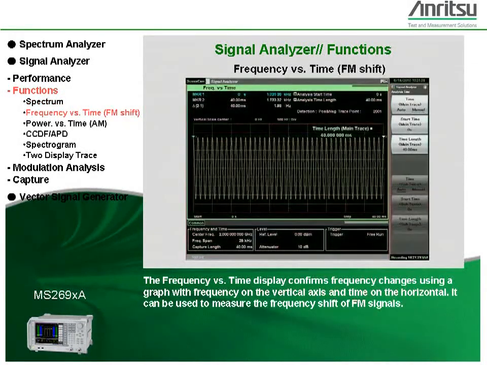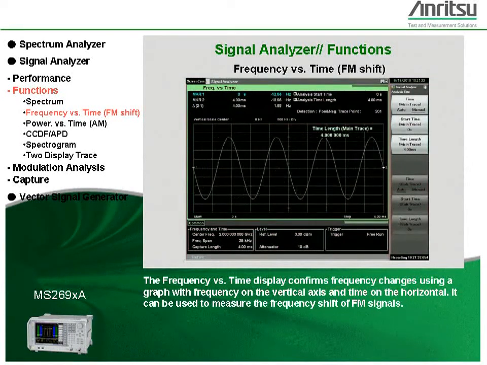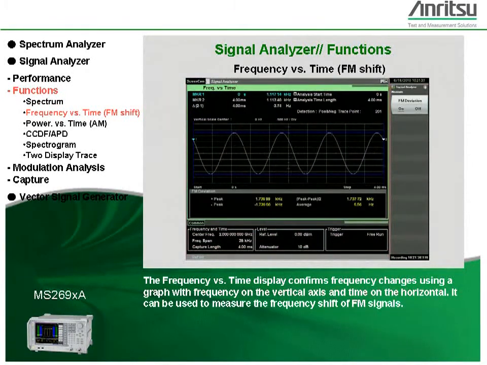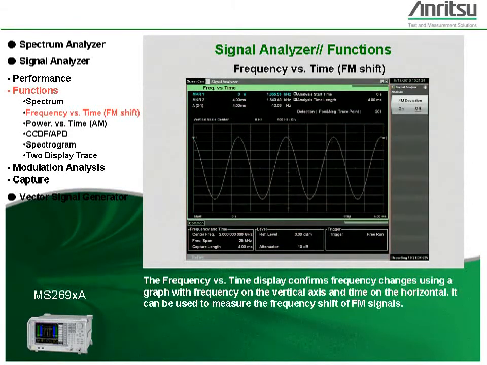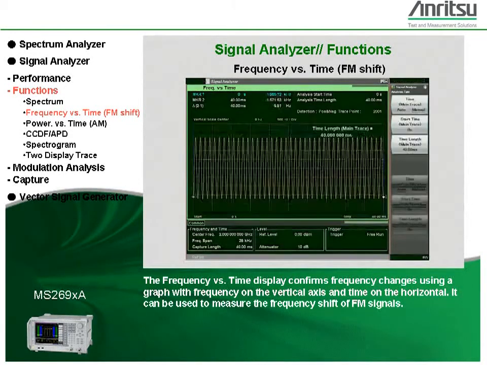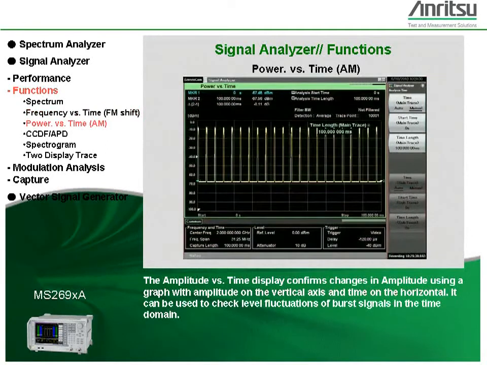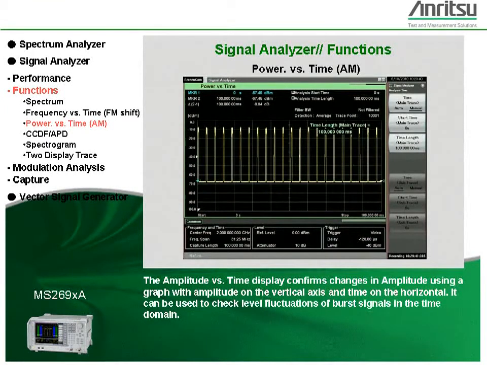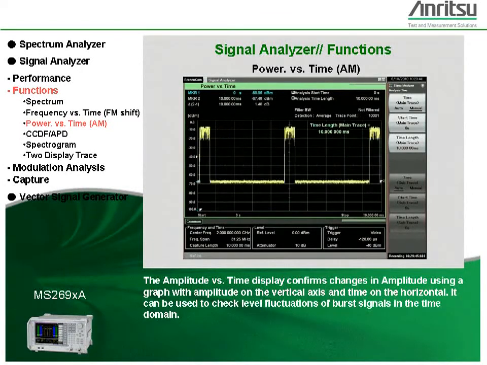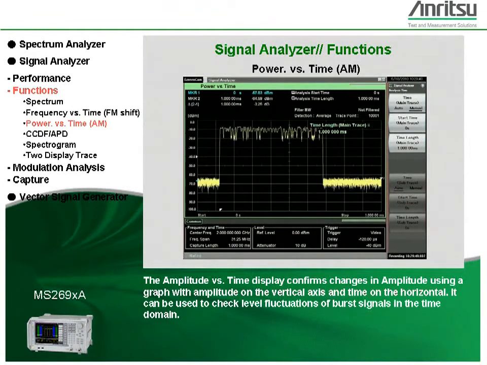The frequency versus time display confirms frequency changes using a graph with frequency on the vertical axis and time on the horizontal. It can be used to measure the frequency shift of FM signals. The amplitude versus time display confirms changes in amplitude using a graph with amplitude on the vertical axis and time on the horizontal. It can be used to check fluctuations of burst signals in the time domain.